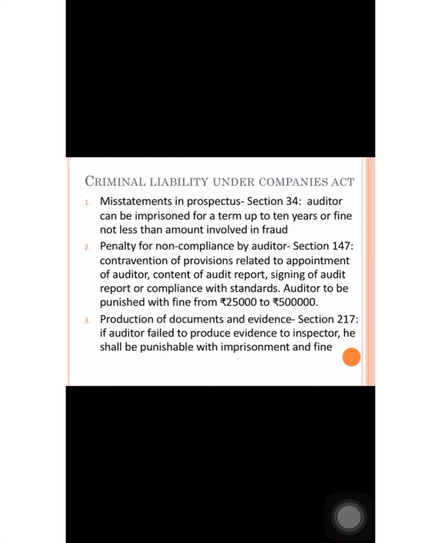Next is criminal liability under the Companies Act 2013. The first liability to be covered over here is misstatements in prospectus. According to Section 34 of the Companies Act 2013, if a prospectus includes any untrue statement or misstatement, then the auditor who authorized the issue of the prospectus can be sentenced to imprisonment for a term which may extend to 10 years, or a fine which will not be less than the amount involved in the fraud, and that fine may also extend to 3 times the amount involved in the fraud.